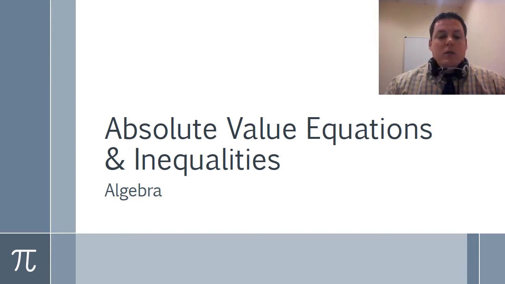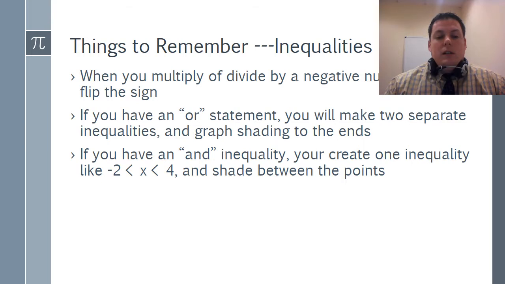So we're going to continue our discussion about inequalities. We're going to learn today about absolute values and their equations in inequalities because we haven't really touched on that realm yet. So let's take a look. Things to remember about inequalities specifically: when you multiply or divide by a negative number, you flip the sign. If you have an or statement, you will make two separate inequalities and graph shading to the ends.